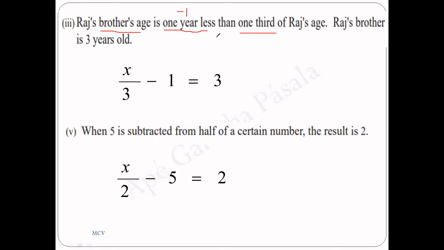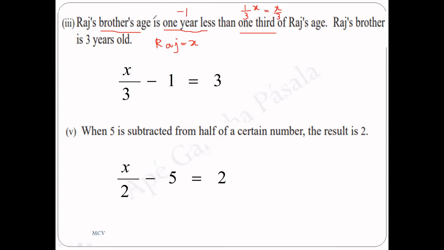You can take Raj's age using any symbol. Here they have not given any symbol, so let Raj's age be X. Then what is 1/3 of Raj's age? 1/3 times X, which can be written as 1/3 into X, that is X over 3.